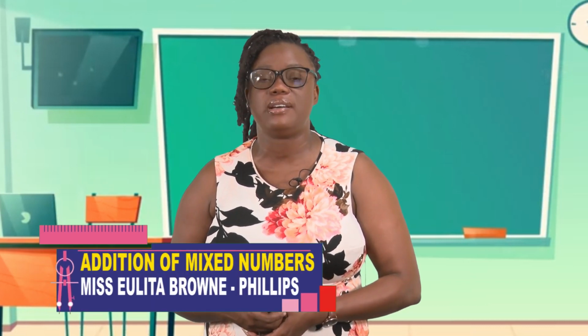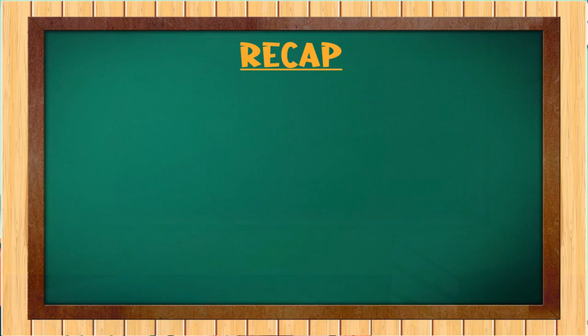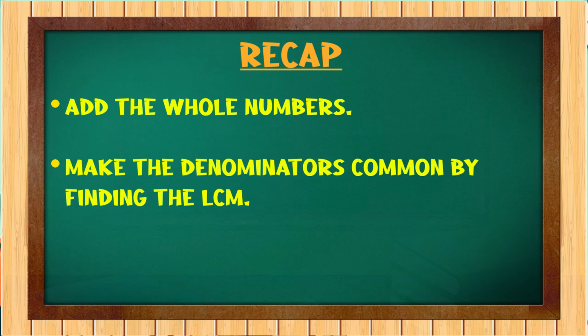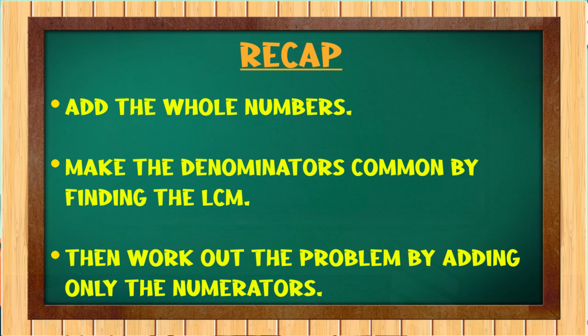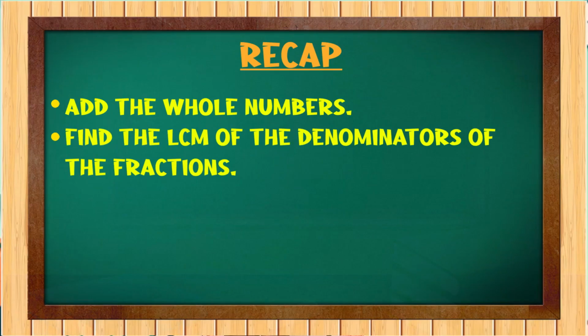I want to encourage you to continue studying and continue practicing even after class would have ended. Let's do a quick recap. When adding mixed numbers, we add the whole numbers. We make the denominators common by finding the LCM. Then we work out the problem by adding only the numerators. In the second method, we added the whole numbers. We found the LCM of the denominators of the fraction.